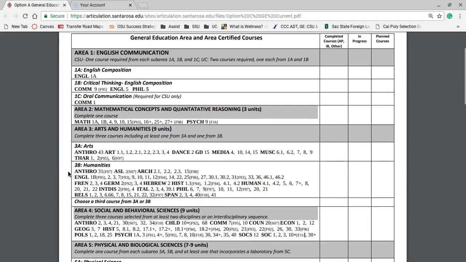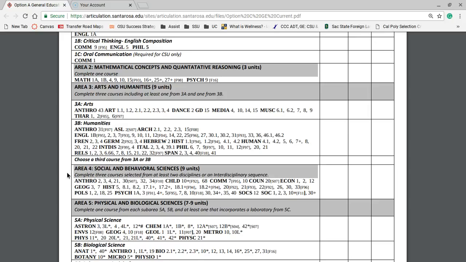Area 3 is the arts and the humanities. Again, very similar. You need one class from Area 3A, one class from Area 3B, and then that third class can come from either 3A or 3B. So it's your choice, okay? So one arts, one humanities, and the third can come from either area.